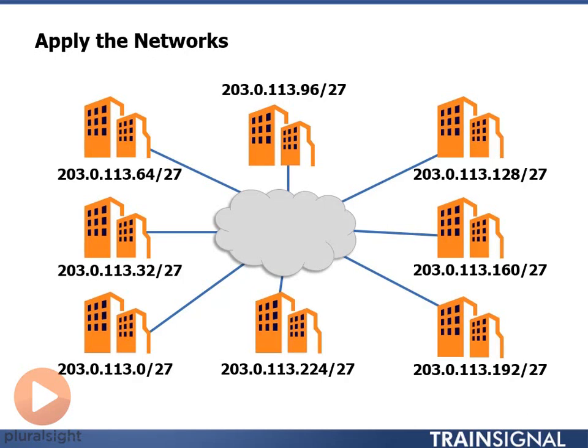If I go then and apply each one of these network addresses to each one of my sites, I now was able to take network number 203.0.113.0/24. I was able to change my subnet mask by borrowing 3 additional bits to make my mask a /27. Once I did that, I was then able to count my networks in order to find out what each address is so that I could then assign each address to each one of my networks throughout my environment. So this wraps up the introduction to subnetting.